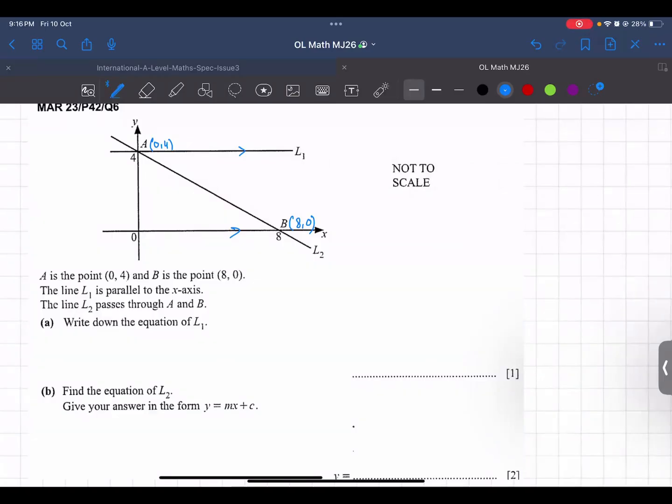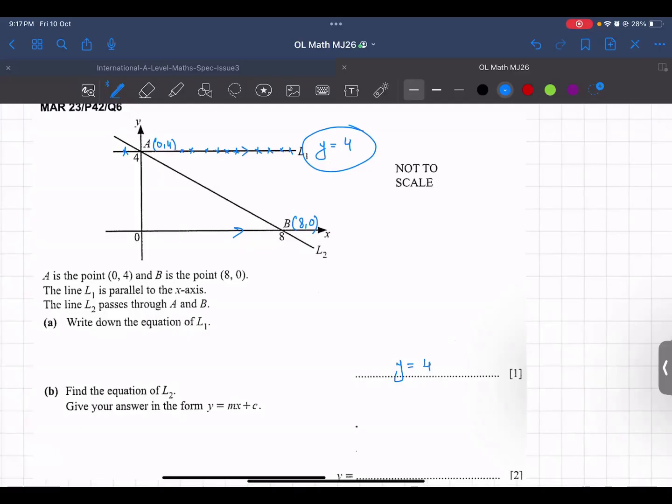So for L1, it is a horizontal line, and I told you what happens for the horizontal line. The equation is simply y equals 4, the y-intercept. Simple, because you can see at any point on this line, the y coordinate will always be 4. So the y-intercept is 4. And the gradient is 0 because it is a horizontal line. Horizontal line is a gradient 0. So 0x plus 4. So this becomes y equals 4. Simple.